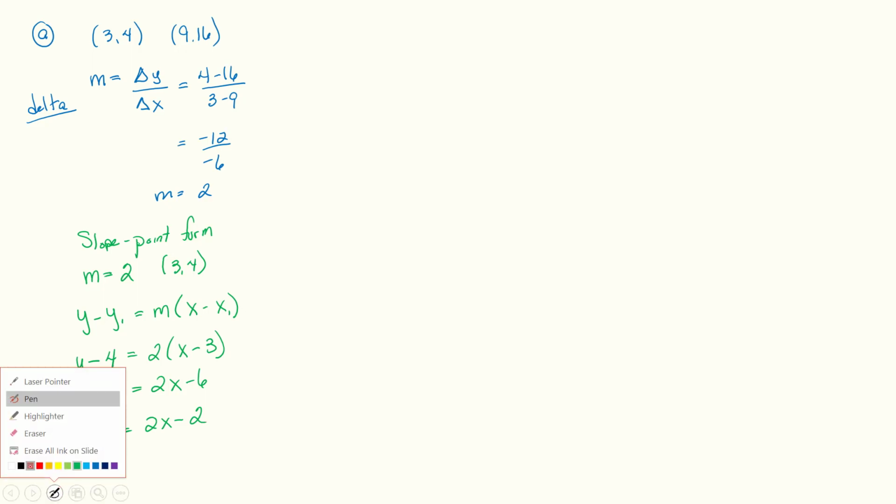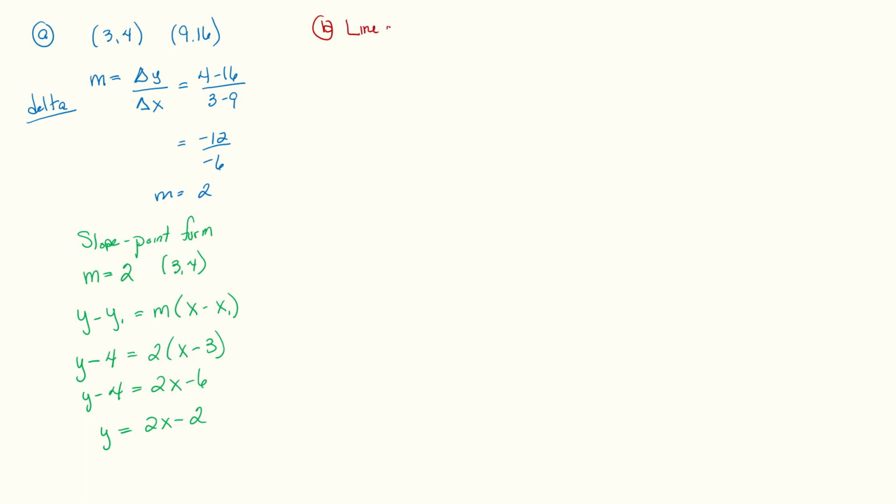They asked us to come up with an equation of a line. We did, 2x minus 2. Now, part B is going to ask us to come up with the line of best fit.